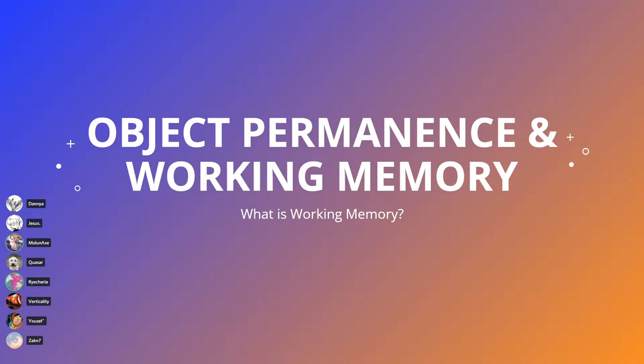All right, the next thing we'll talk about is in conjunction with object permanence: working memory. So what is working memory? Working memory is the capacity to hold information temporarily. That's why phone numbers are 7 digits long: people believe that you can hold on to 7 pieces of information at a time for a short time.